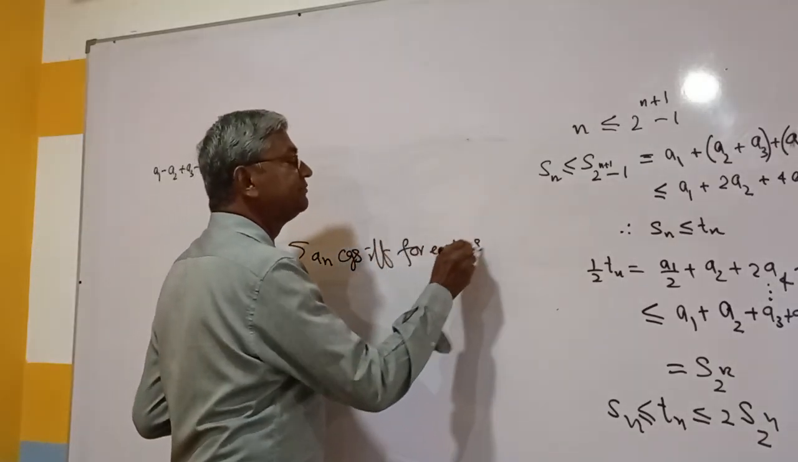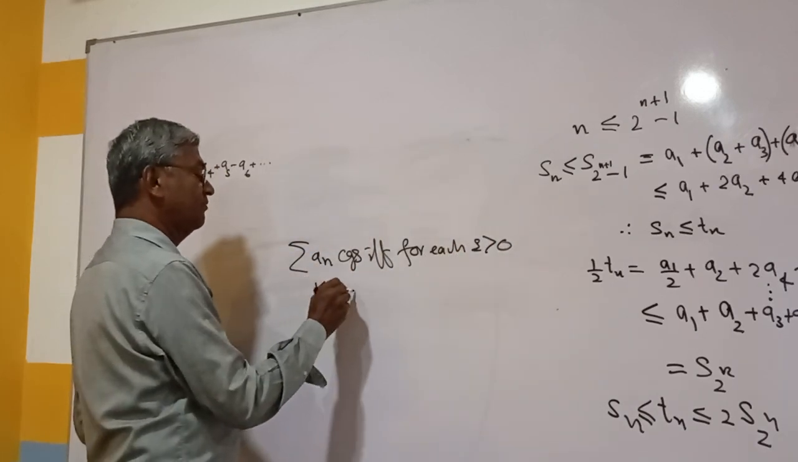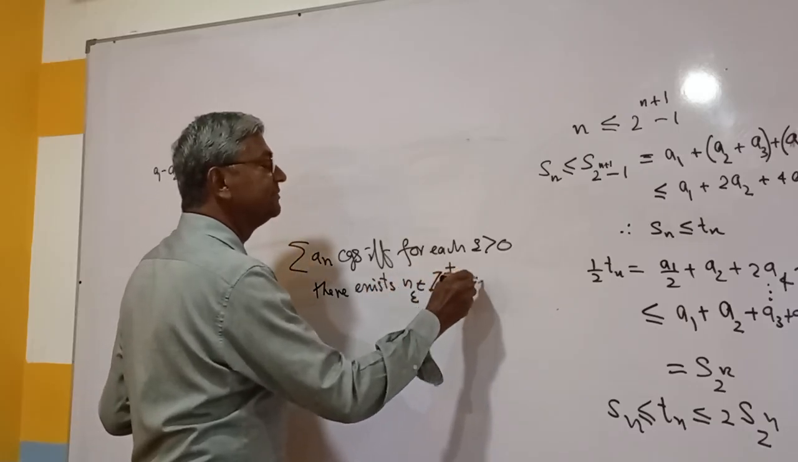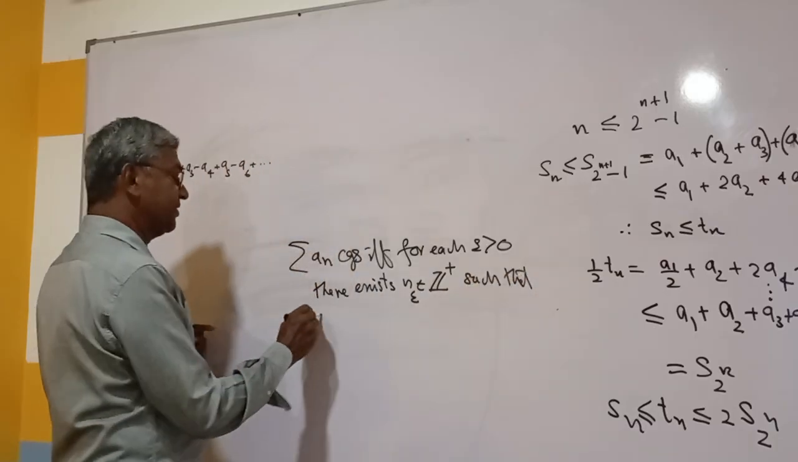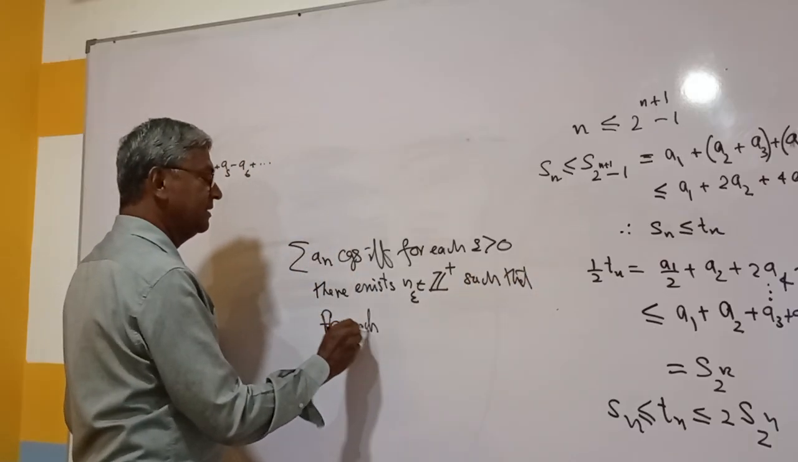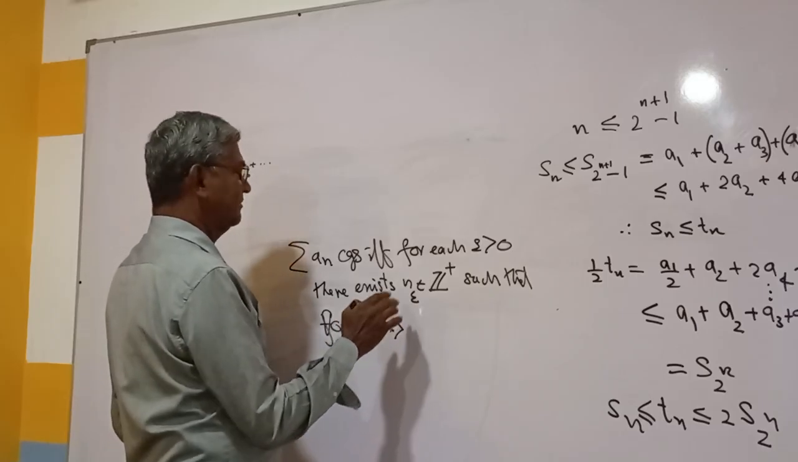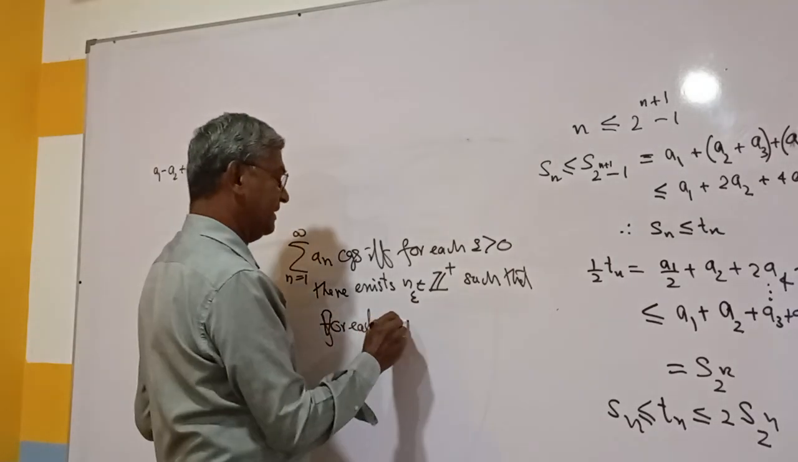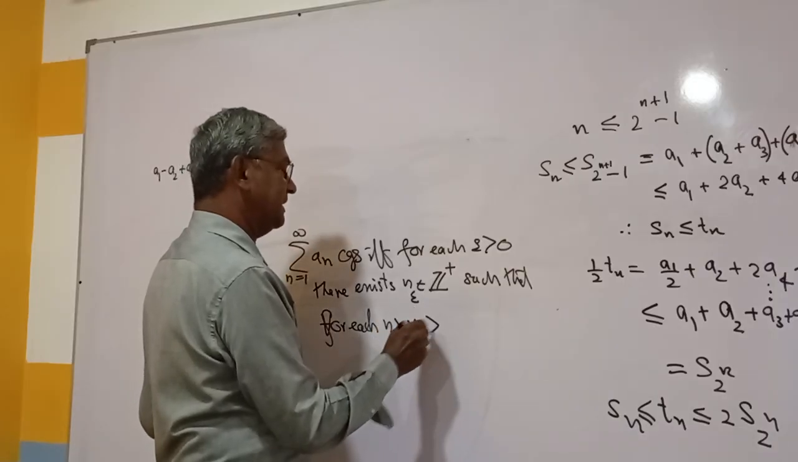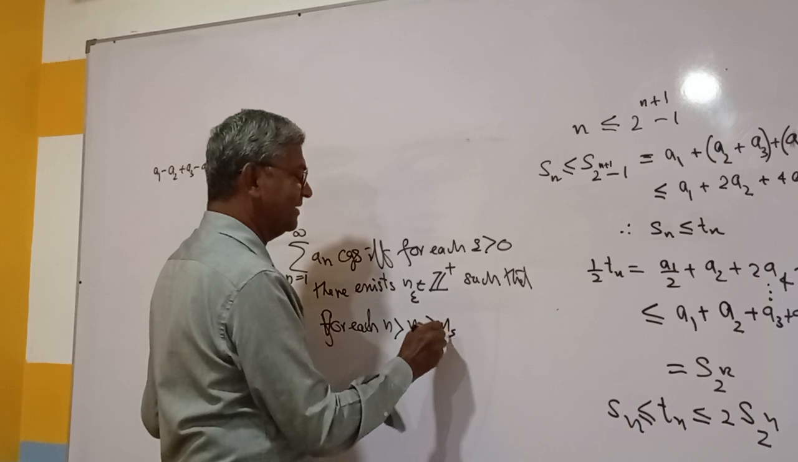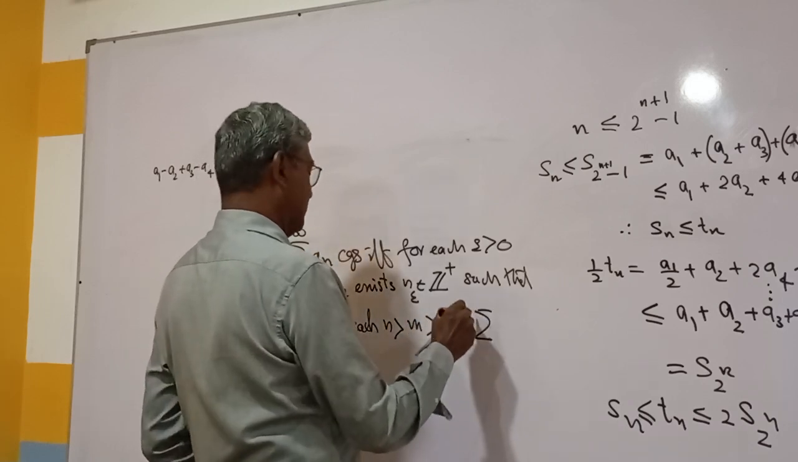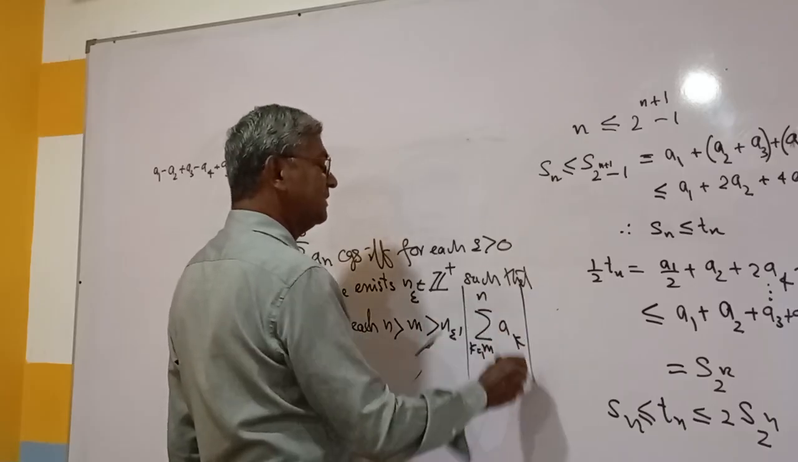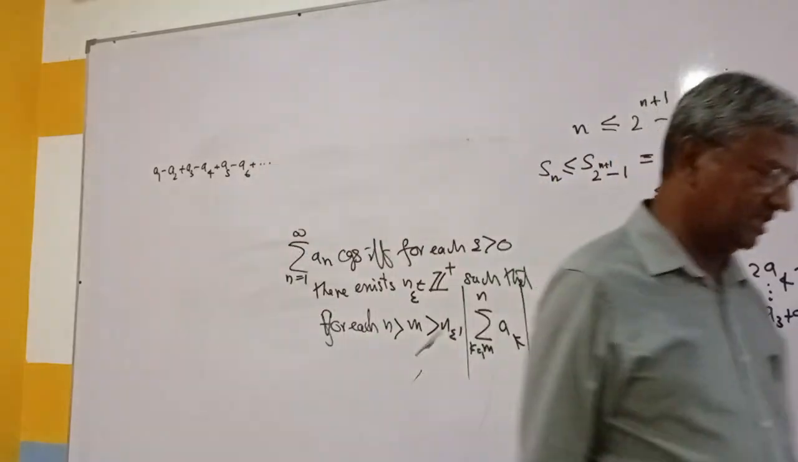For each epsilon greater than 0, there is some N epsilon belonging to the positive integers such that for each n greater than m, greater than or equal to N epsilon, the sum from m to n of A k, this sum is less than epsilon. So this is the Cauchy criterion.